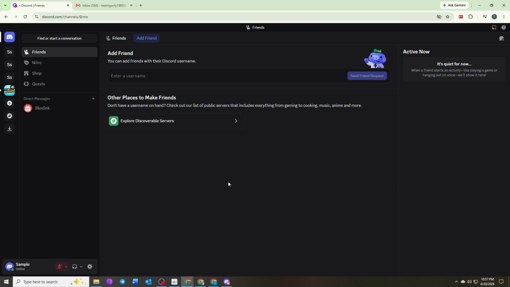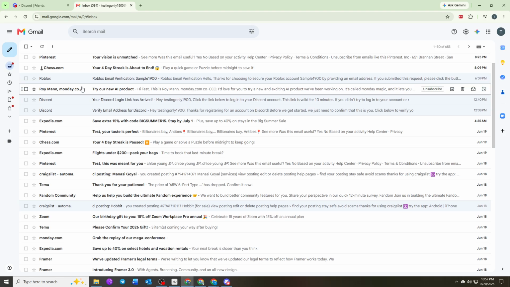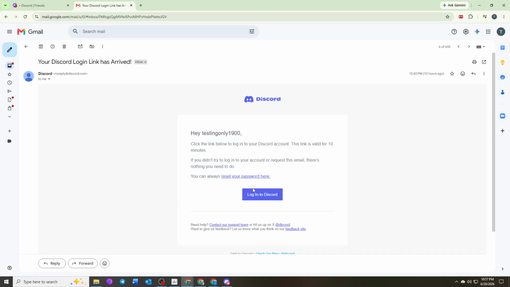Next, check your email inbox carefully. Discord often sends a notification explaining why an account has been disabled. Look for any messages related to account actions, security concerns, or policy violations. These emails may contain useful details about what triggered the restriction and what options are available to you.